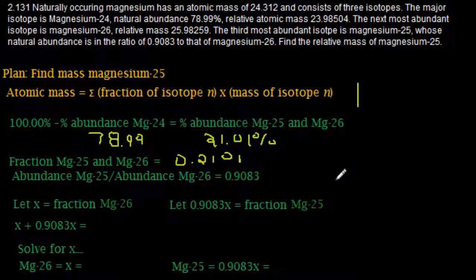And so the way I approach this is I'm going to use that value that they give us and use some algebra, aka use an x value to find their specific natural abundances. So here's how I set it up. I'm going to let x equal the fraction of magnesium-26, and I'm going to use the ratio of 0.9083x to equal the fraction of magnesium-25, because that's how they set it up proportionally in the problem. So knowing that, we can assume that if we add them both together, they should equal the value that we got here, 0.2101, because that's their individual natural abundances put together.